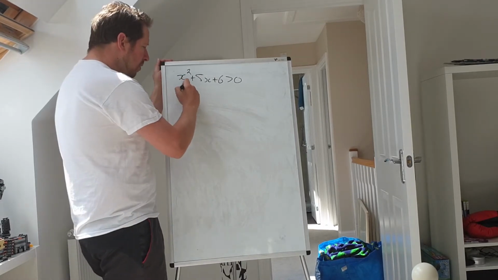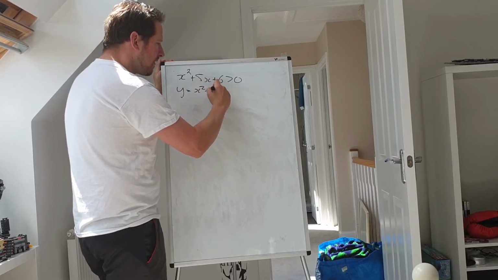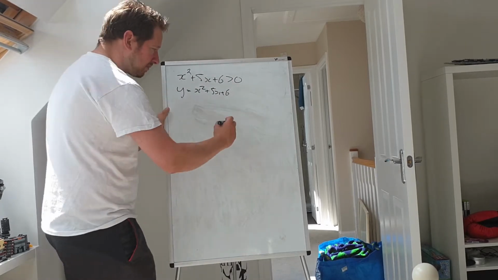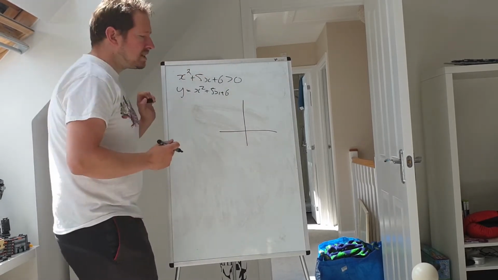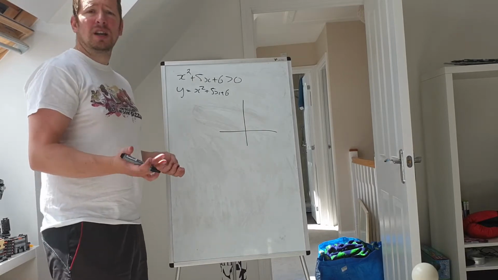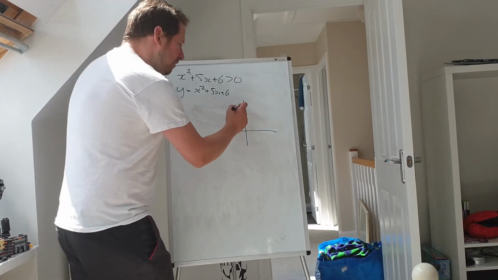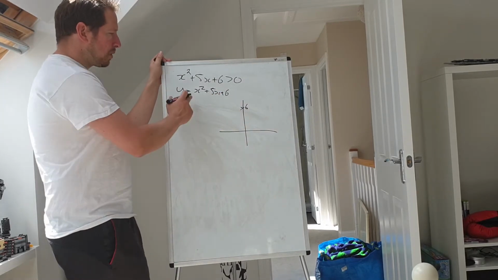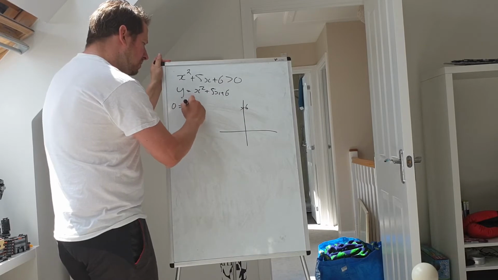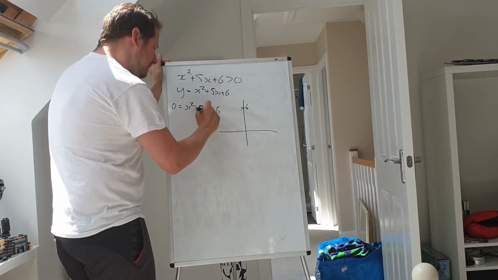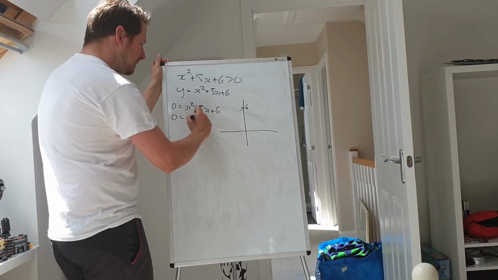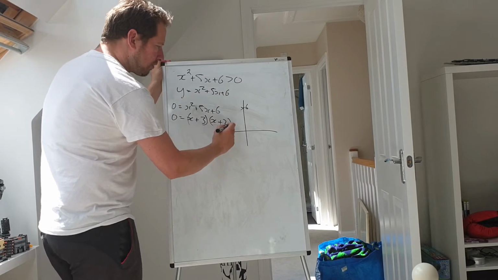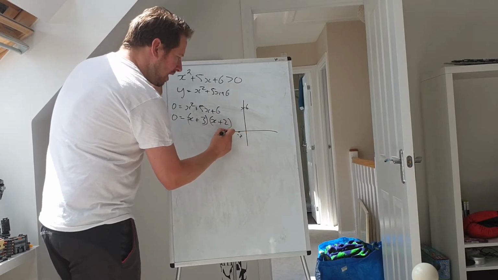So we're going to sketch y equals x squared plus 5x plus 6, and we're going to find out where our graph is greater than 0. Sketching a quadratic is something that we should have done in one of the earlier lessons. So I know it's going to go through at plus 6. Then we make this equal to 0, so 0 equals x squared plus 5x plus 6. Factorise that, we've got x plus 3, x plus 2, which means it's going to go through at minus 2 and minus 3.